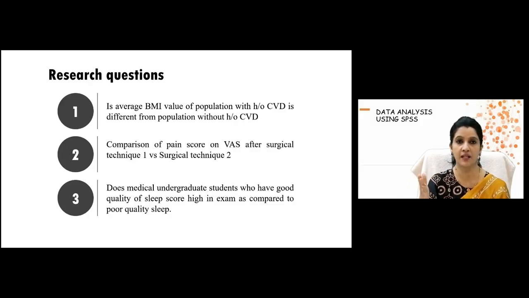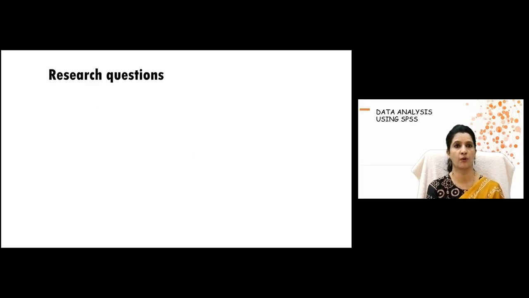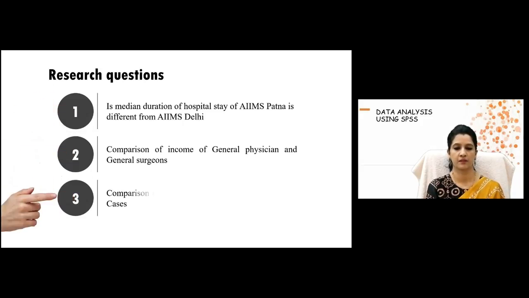normality, and we have seen that if there are many outliers and if the data is not normally distributed, then we apply this test. So this is again the same, like if I have planned to compare the mean of my variable across the two categories, but the variable of interest was not normally distributed when I checked for it across the two categories of the nominal variable.